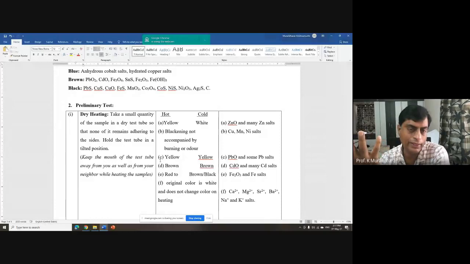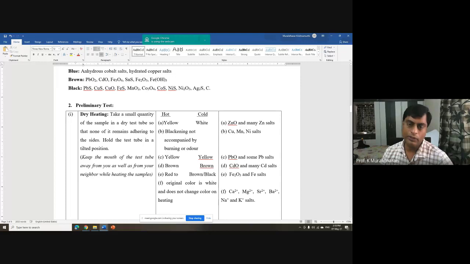and just heat it in dry condition using a Bunsen burner. When the color changes from white at normal room temperature to yellow, there may be chances of zinc oxide or any other zinc salt. Similarly, if there is blackening, not accompanied by burning or water, so it does go black but there is no water or something like that, it may have copper, manganese, and nickel salts, and so on. If it is yellow, you may have lead oxide or any other lead salt.